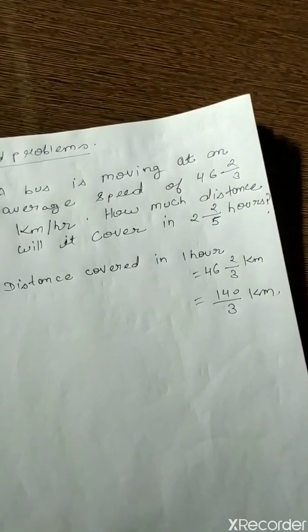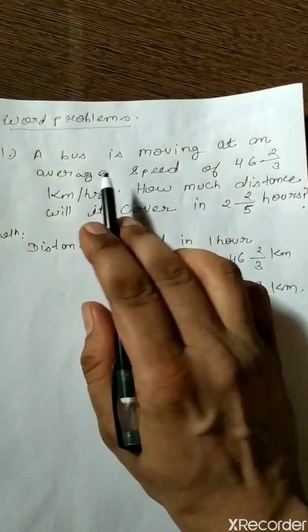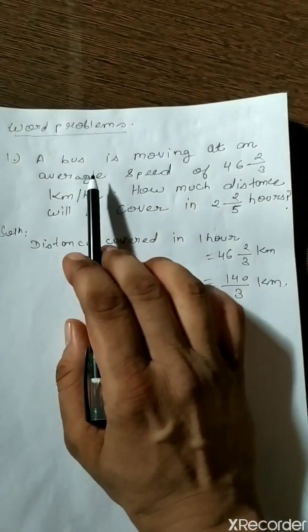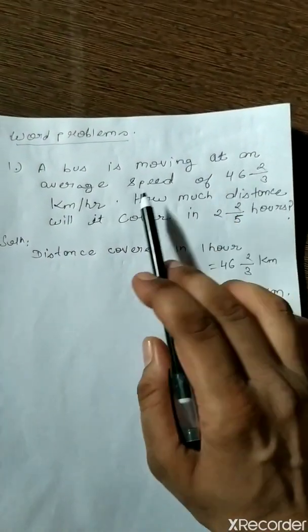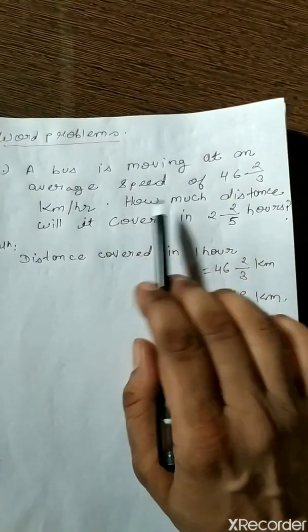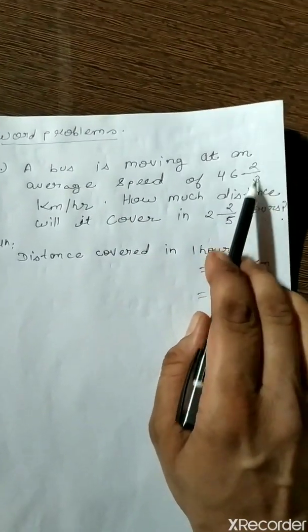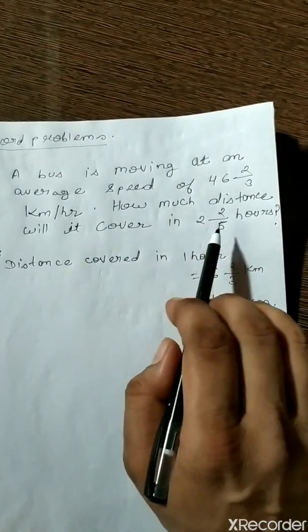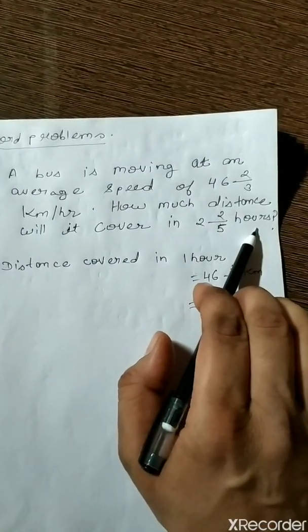Okay, we will see what problems are based on multiplication of rational numbers. So if this question is given, a bus is moving at an average speed of 46 whole 2 by 3 km per hour. This is the speed, 46 whole 2 by 3 km per hour. How much distance will it cover in 2 whole 2 by 5 hours?